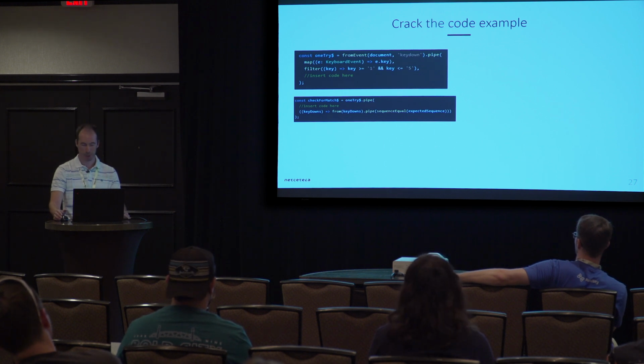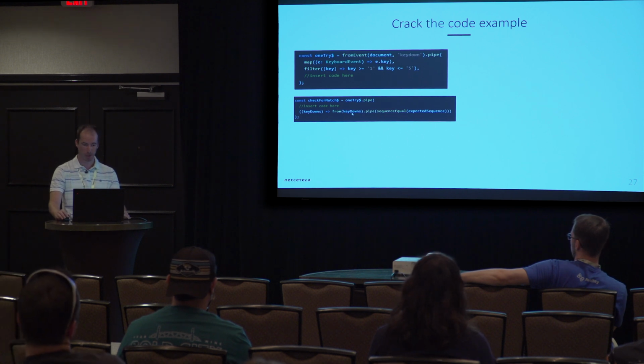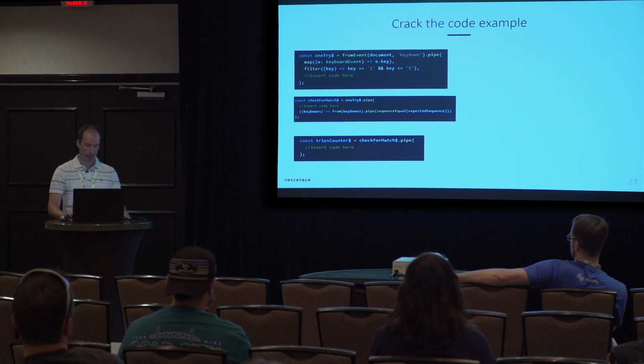Yes. Merge map would be the correct one. So this will emit the Boolean as one value instead of observable of Boolean. And now we need somehow to track progress of how many tries did we have. So we would like to emit on every value once the timer is incrementing.